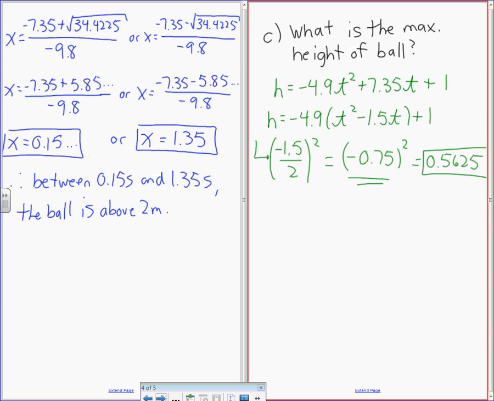I can't wait till I get you guys in grade 11. If I do, we'll be using fractions for this. Okay, because that's a mess. 9 over 16 is much nicer.